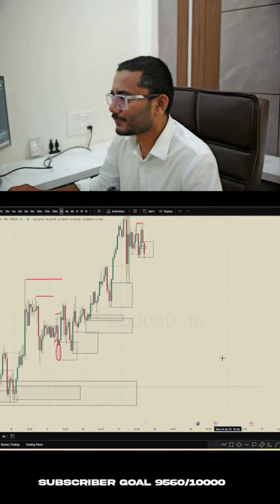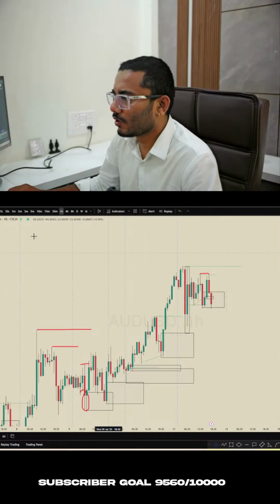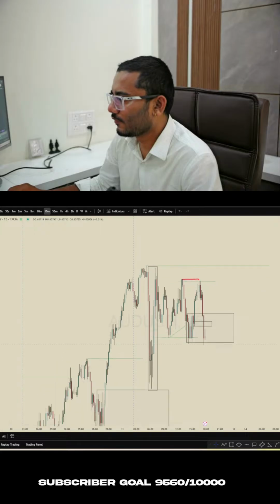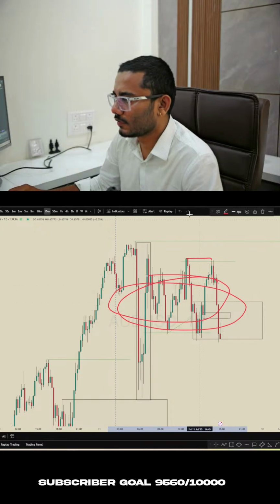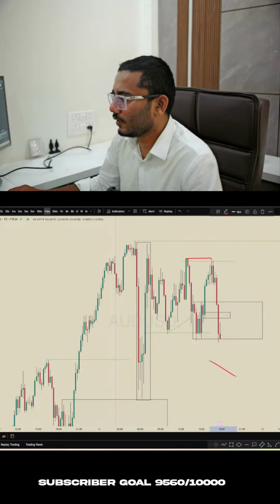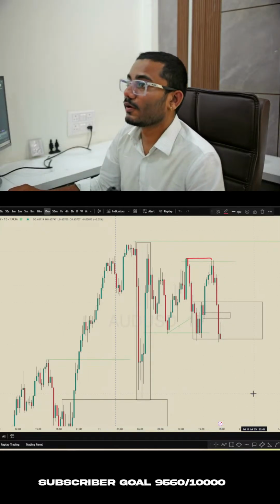AUD USD, I am looking for buy side trade, but price has been consolidating here from yesterday. So there is no point looking for trades.